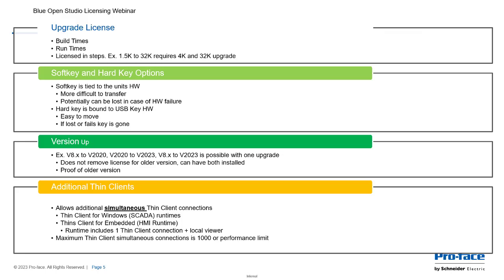It's gone. Okay. When we look at the version ups, you don't need to go in steps like with the tags. If you want to go from version 8, say, to version 2023, that's still only considered one upgrade. It does not remove the license for the older version. You can have both installed if you want to do that. And then you do need to provide proof of the license for the older version to get the version up.